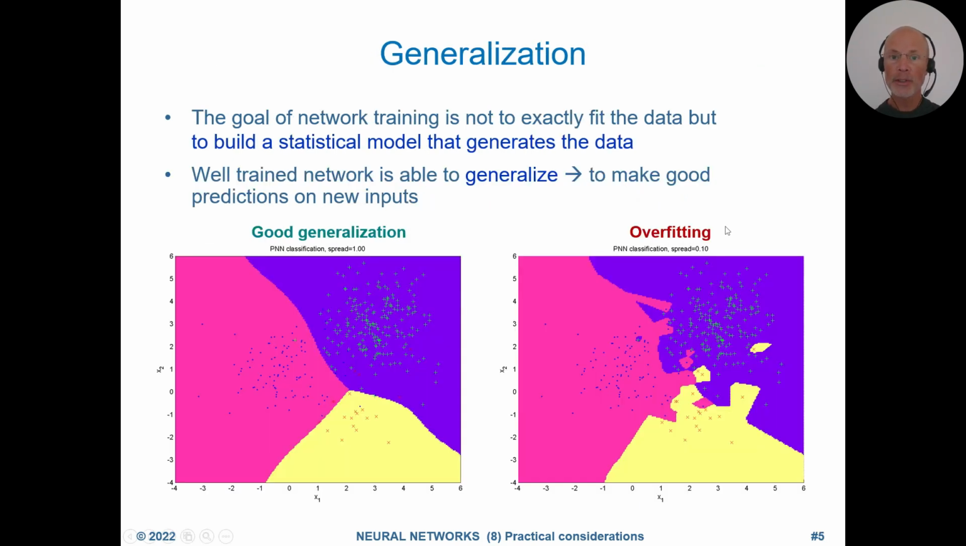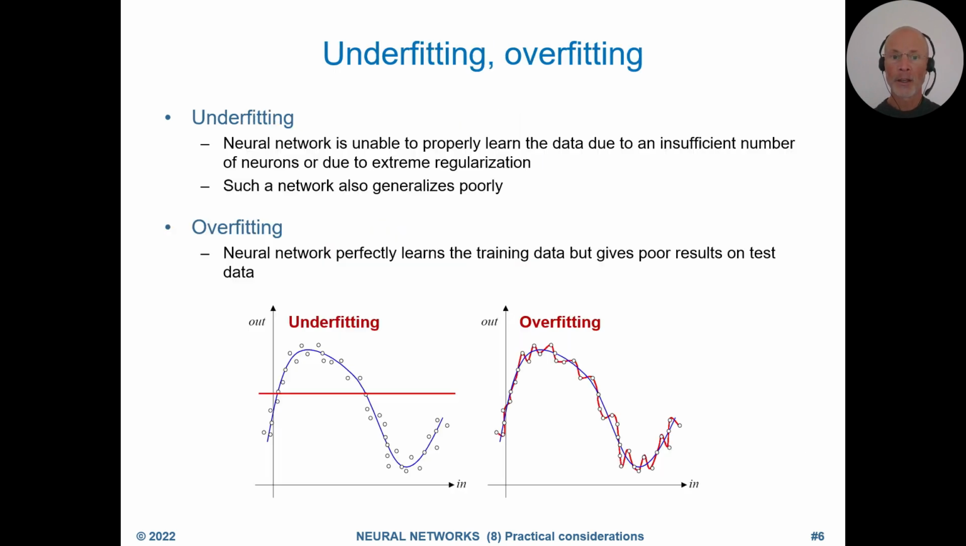The next very important topic is generalization, where the goal of our training is that the neural network will build a statistical model that generates the data, not just fit the data. So a well-trained network is capable of generalizing well, which means making good predictions also on new data. The figures below show examples of good generalization and overfitting. With respect to generalization, we can talk about underfitting and overfitting.